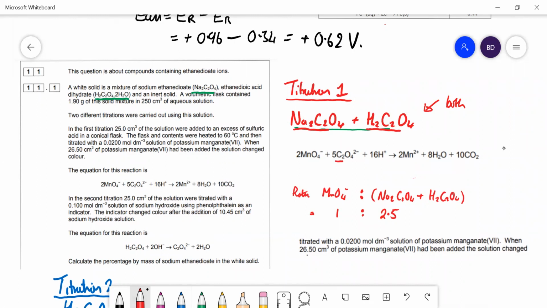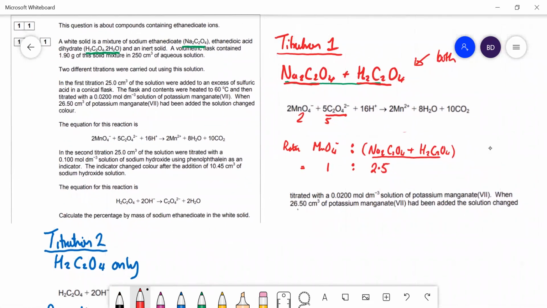They both contain this ethane dioate ion, and that reacts in a 2:5 ratio there. So the ratio of manganate to these two is 1:2.5. So let's work out how many moles of manganate we've got there first of all. Moles of MnO4 is concentration times volume, 0.02 multiplied by the volume, 26.5 over 1,000.